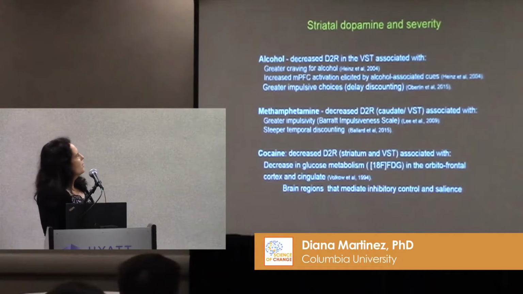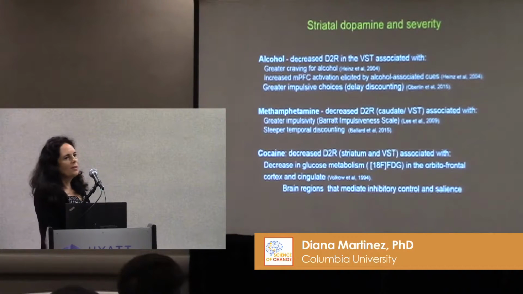So starting with striatal dopamine and severity, a number of studies have shown that the decrease in D2 receptors and the decrease in dopamine signaling is associated with the greater severity of dependence. Andreas Heinz and his group has shown that there's a greater craving for alcohol associated with blunted signaling in the ventral striatum. There's also an increased response of the medial prefrontal cortex to alcohol-related cues. Methamphetamine dependence, this is mostly work done out of UCLA, showing that the decrease in D2 receptors correlates significantly and linearly with impulsivity and temporal discounting.